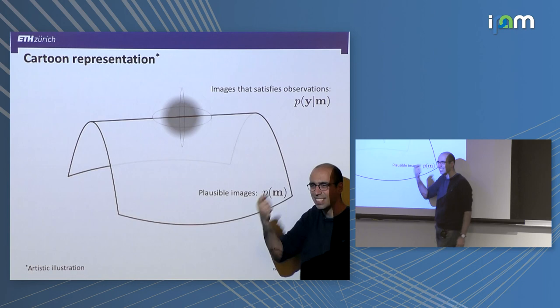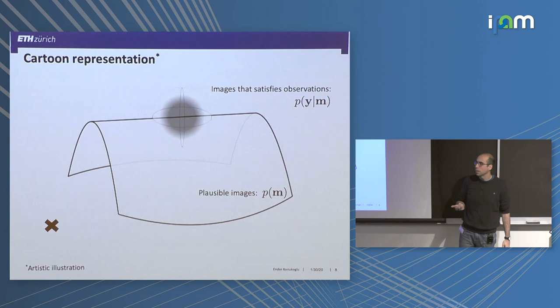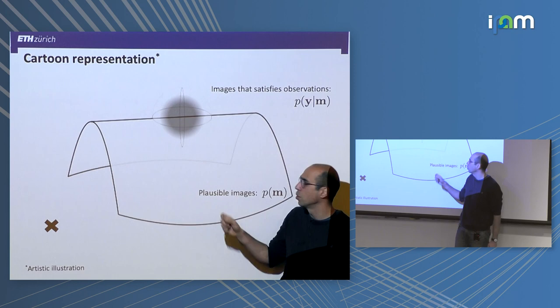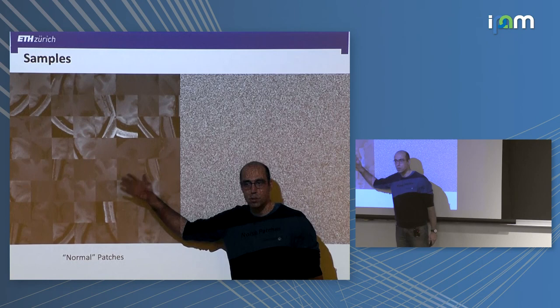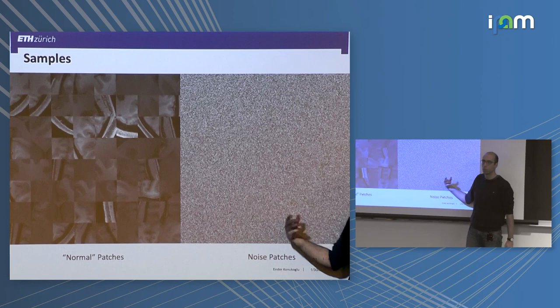So let's think about it. If I take a point here in my image space, which is not on the set of plausible images, I might have some results like this. On the left-hand side, I have 28 by 28 patches extracted from brain MRI. They look nice. We see the structures that we expect in brain MRI here. And the X that I just sampled for the illustration would look like random noise. They're still images. They're just not plausible images.